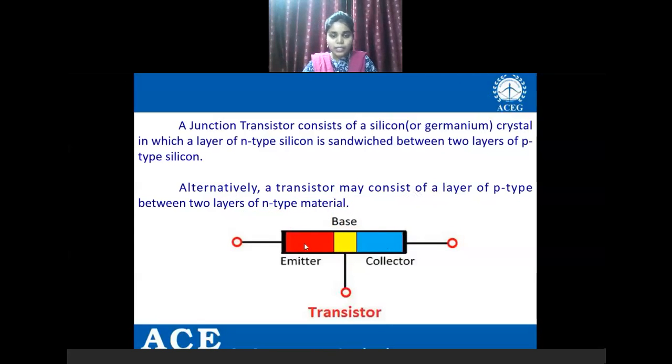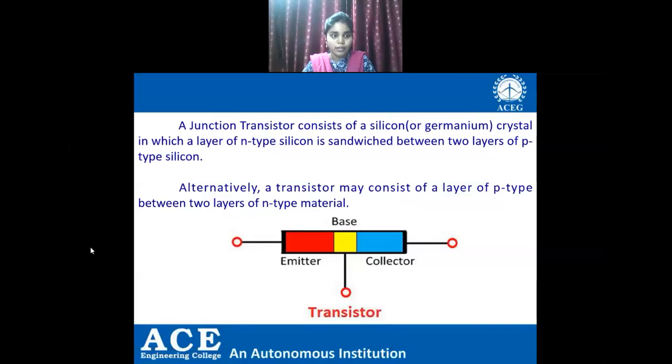Now as we see, we have a p side on the left, an n side in the middle, and a p side on the right. As we have p-type here, this is the emitter, this is the collector and this is the base. By visualizing this, we can see p-type is present on both sides, but still we are naming them collector and emitter.